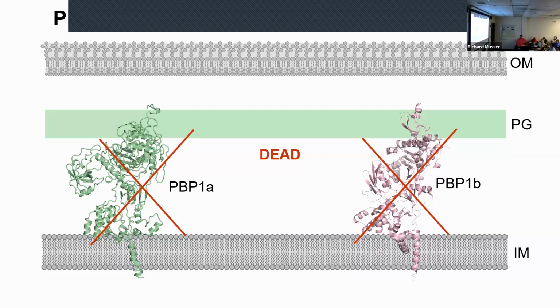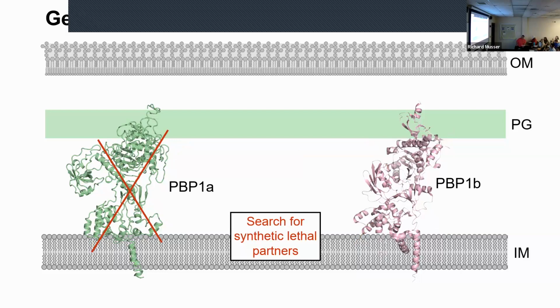And this is useful in genetics because what we can do is we can start with a cell that has PBP1A and PBP1B and remove one of them, in this case PBP1A, either genetically or through chemical inactivation, and then we search for genes that become essential in its absence. So we know we will find PBP1B because it forms a synthetic lethal pair with PBP1A. If PBP1A is gone and you lose PBP1B, you die.